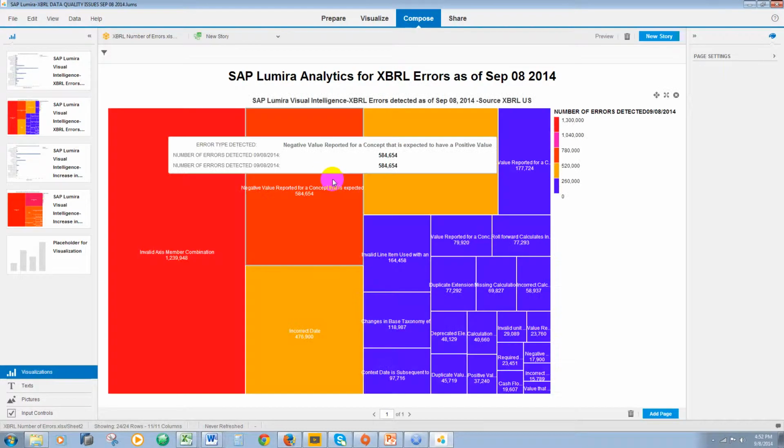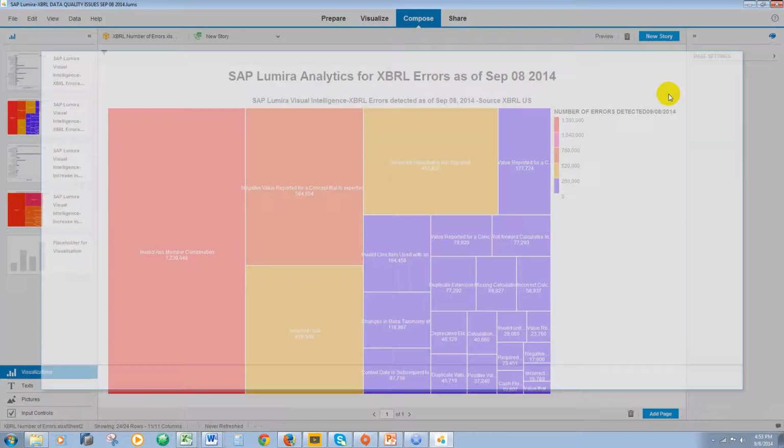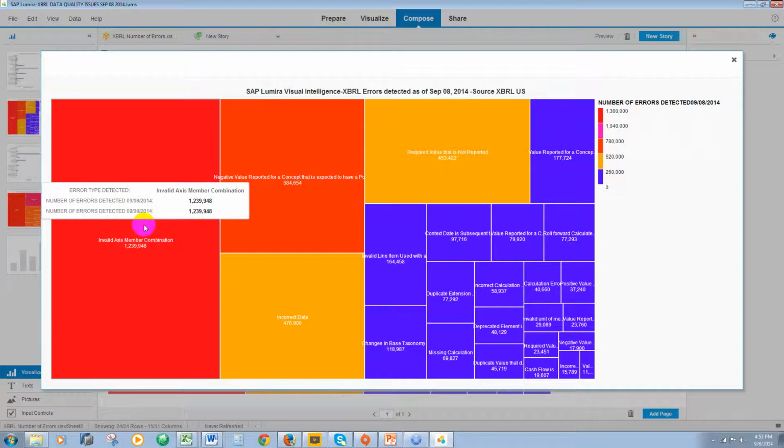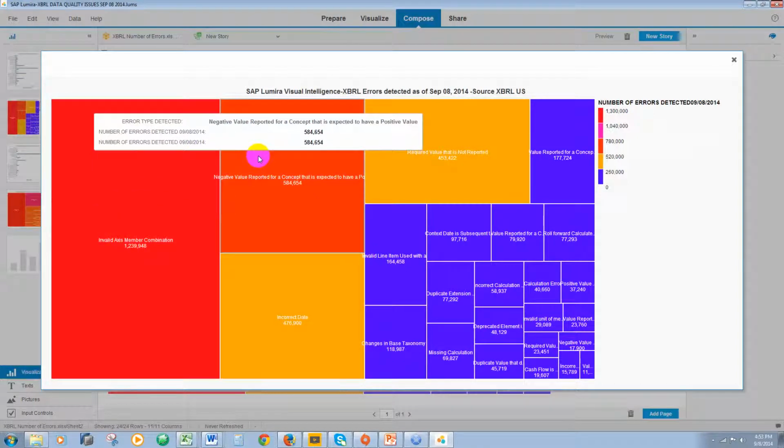This is the tree map over here, and let me expand this. So we have invalid access member combination, which is actually affecting the comparability of XBRL data. That stands at 1.24 million as of now. That's a huge number. And then we have negative value reported for a concept that is expected to have a positive value. That is 584,654. So this is affecting the financial semantics.